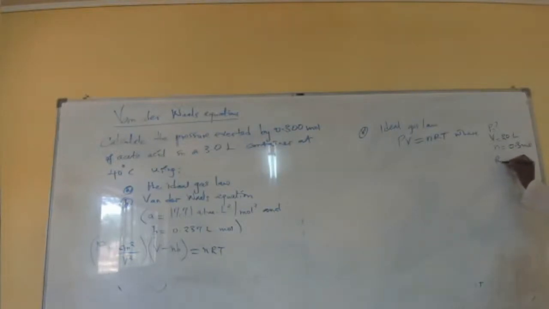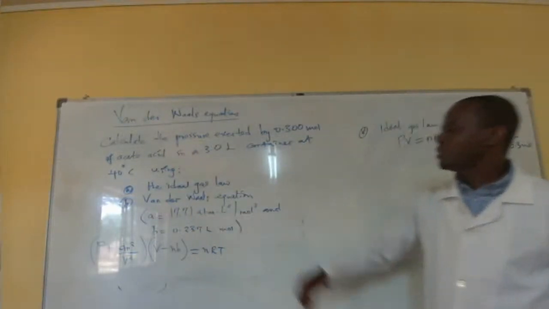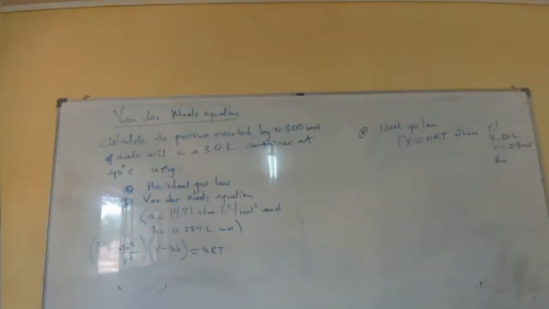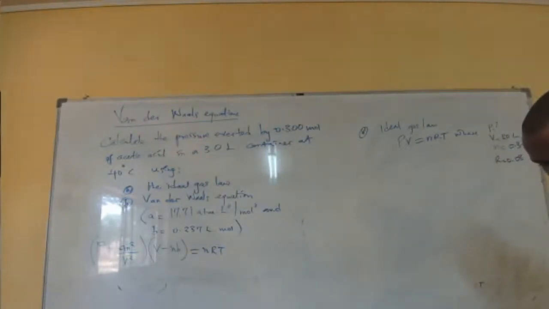The R constant: we are going to be directed on which R constant to use by the pressure that we want to get. So in this case, using what is given in the Van der Waals equation, we can use atmospheres. So we're going to have 0.08206. And then the units are always given.